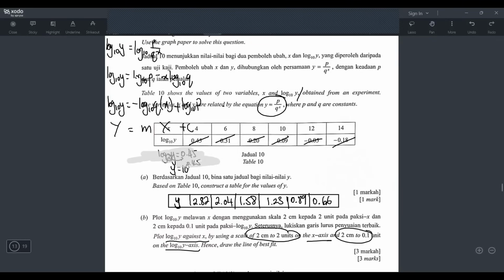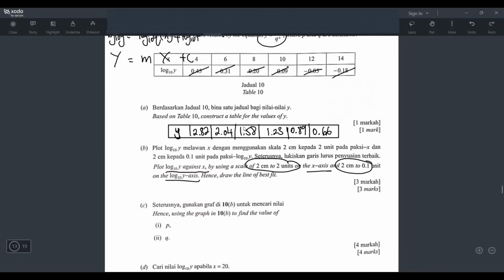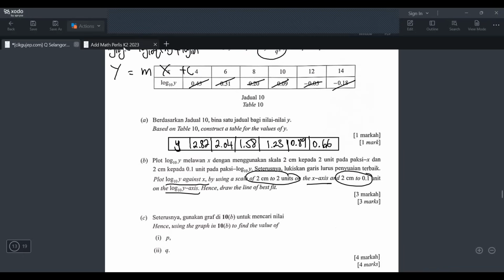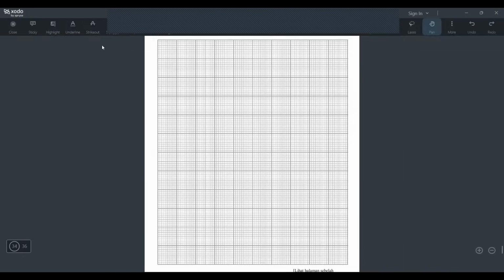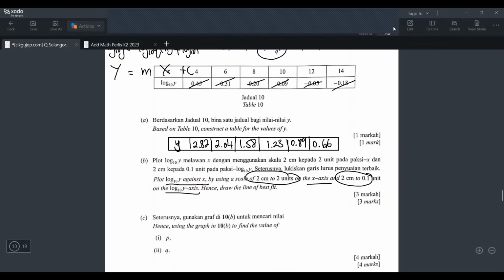Okay, let me erase this. This state paper doesn't give us graph paper, you know. So I will borrow another state paper's graph paper, right? Okay, but before that, let's look at all the values first.